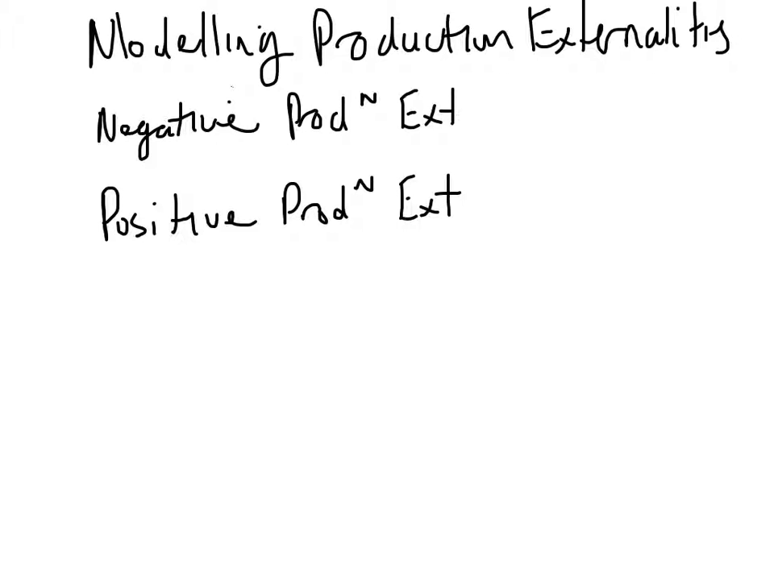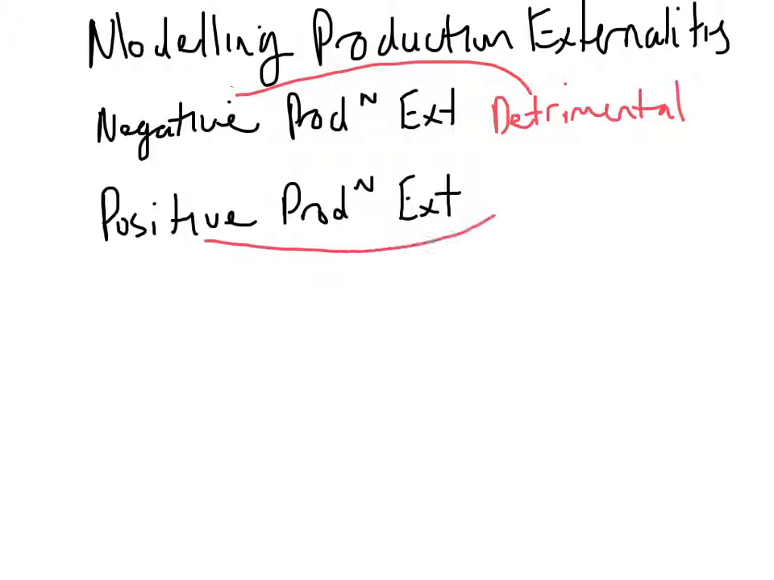Now, just remember a couple of words here. For negative, we could use the word detrimental. And instead of positive, we could use the word beneficial. But I know which is easiest to spell, and it's the first two, negative and positive.